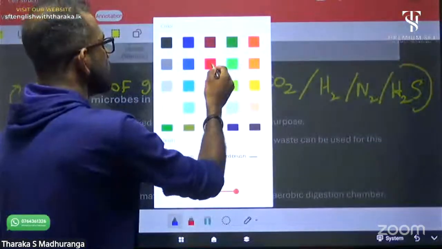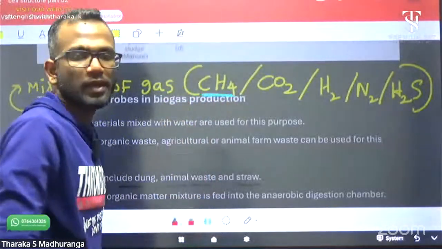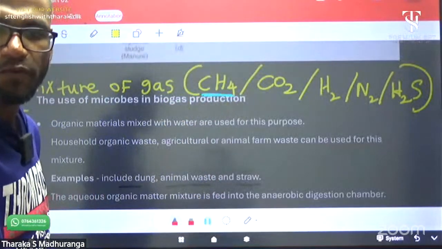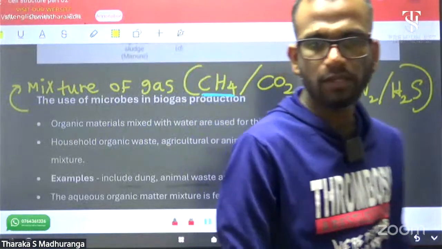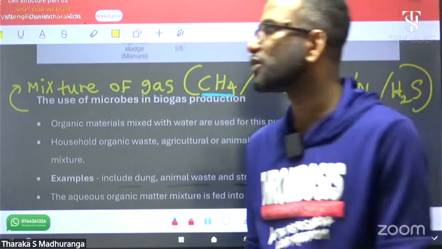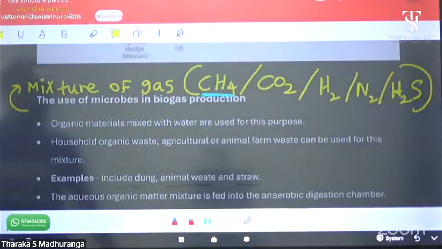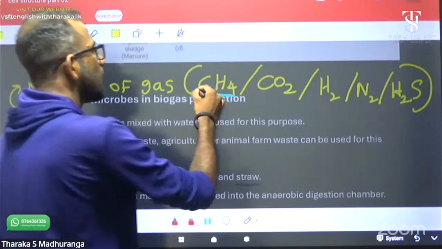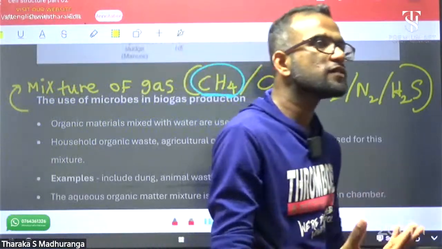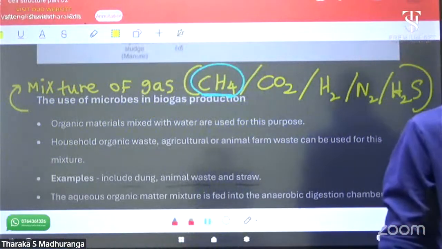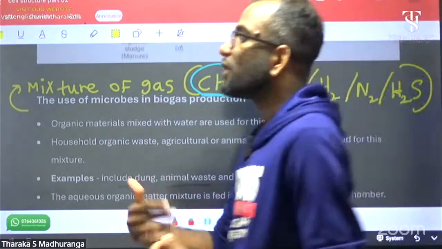Remember, methane is the main gas. Normally 30 to 40, sometimes 50 percent of the biogas is methane. The other part is the remaining gases. Methane is the main energy gas that we can use from biogas. If it is concentrated methane, we can use it as an alternative to LP gas.